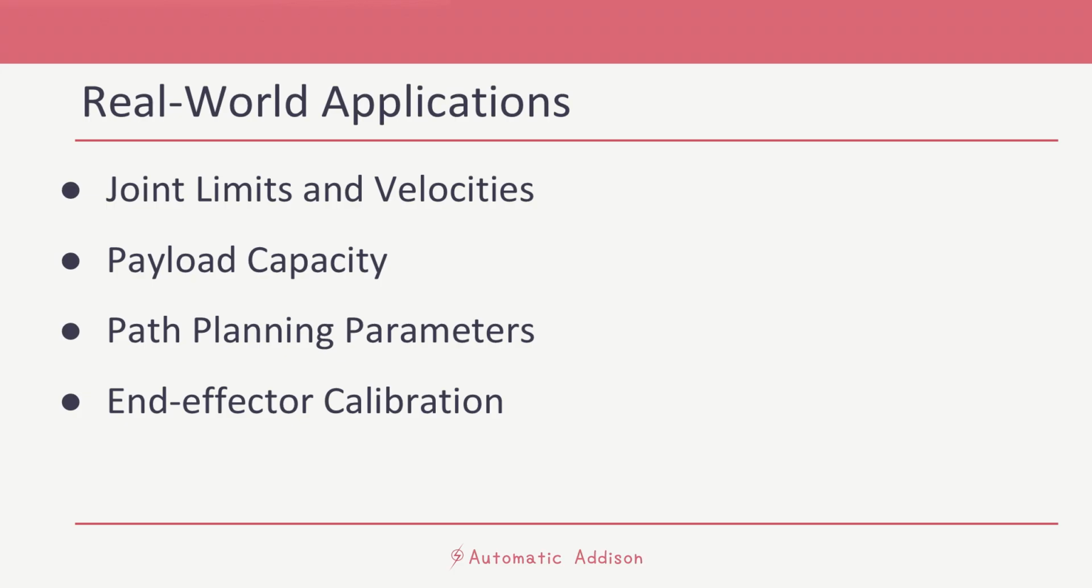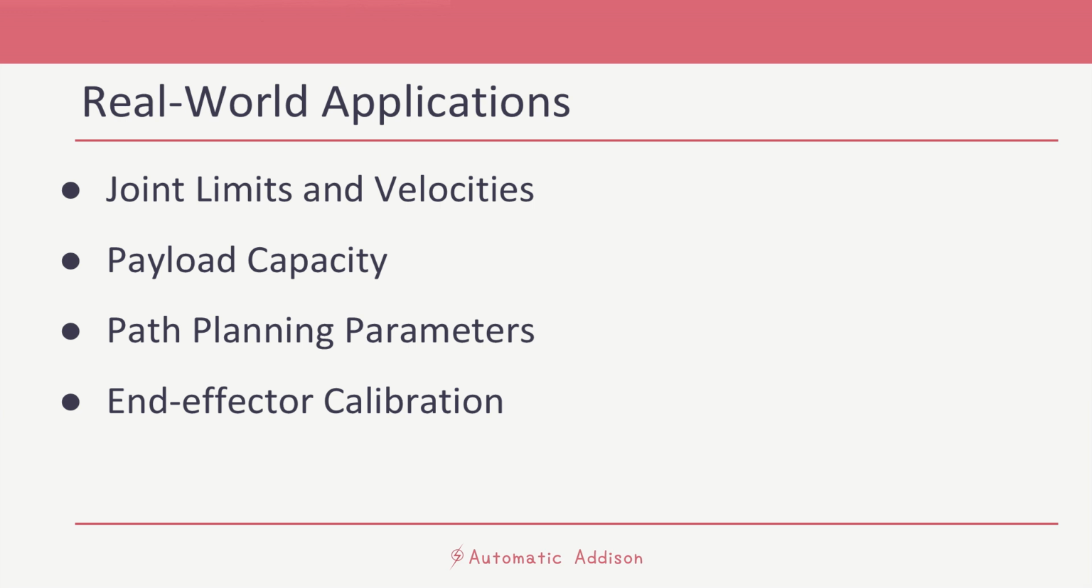applications. Here are some real-world examples of how ROS2 parameters can be used in robotics applications. First, joint limits and velocities. Parameters can be used to define the safe operating range, the minimum and maximum for each joint of the arm in terms of angles or positions. Second, payload capacity. This parameter defines the maximum weight the arm can safely carry while maintaining stability and avoiding damage to its motors or gears.